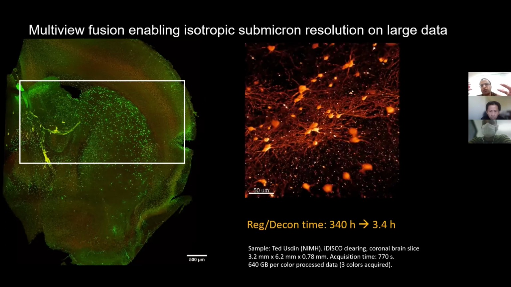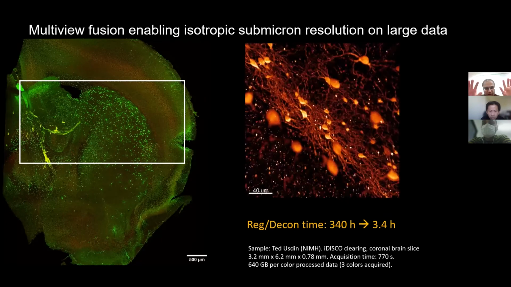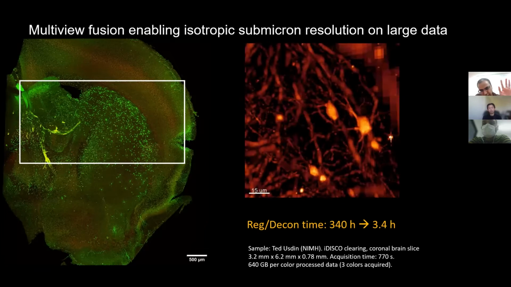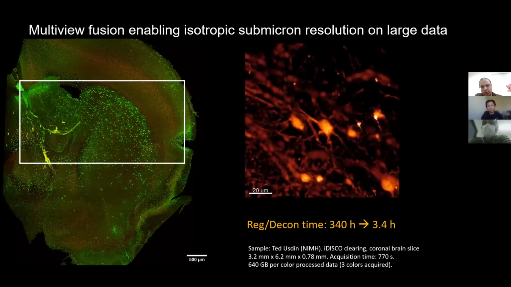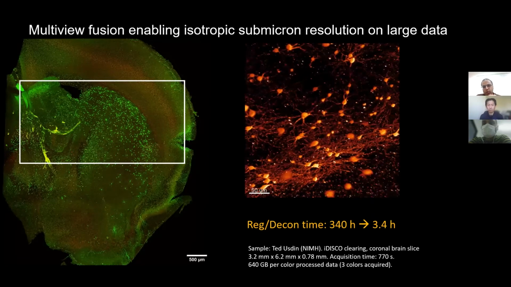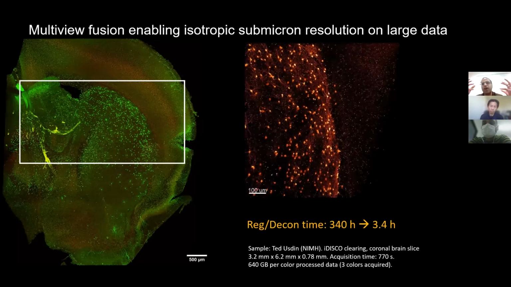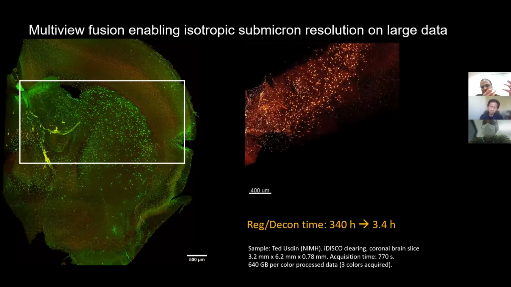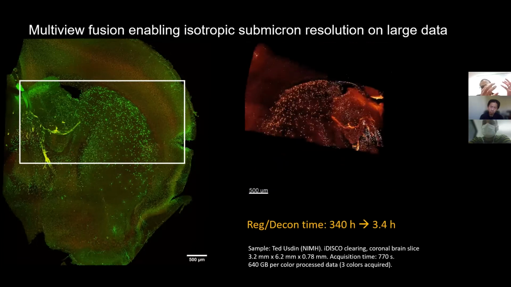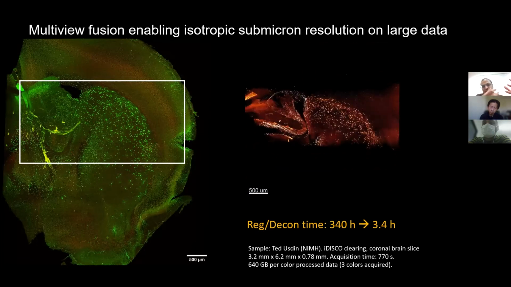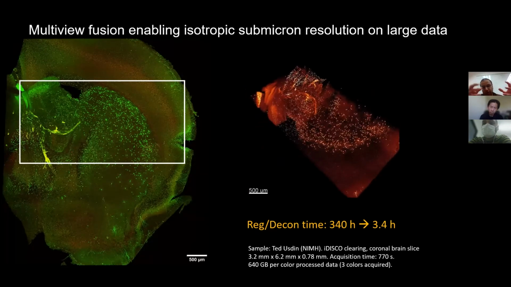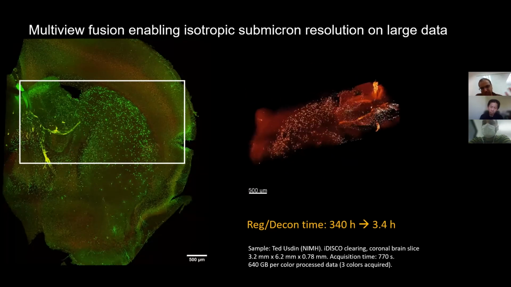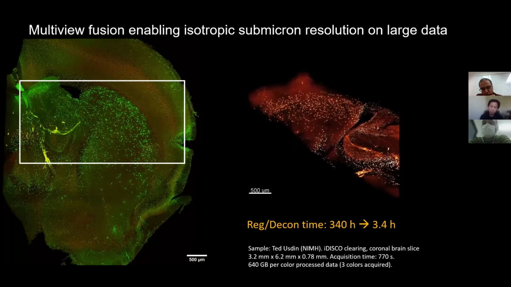So to try and register and deconvolve these data sets, even in this coronal brain slice that I show here, this wasn't so large. It was about a terabyte in multiple colors. It would have taken us hundreds of hours to register and deconvolve the data that it would take us like 10 minutes to image. And so there's this mismatch between the post-processing and the data acquisition, which is just a bottleneck, right?